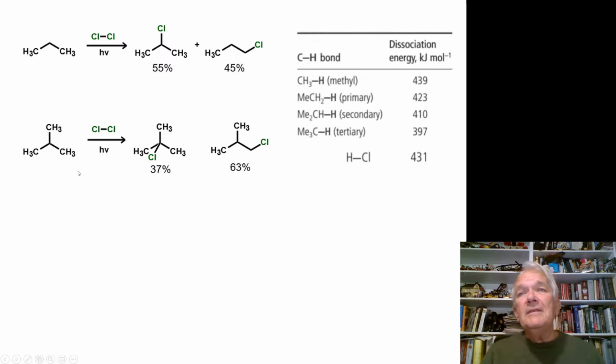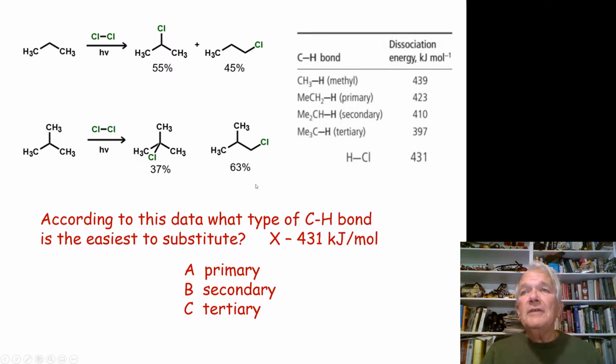Now, how do we explain this? Well, of course, we explain it with bond energies. If we look at the bond energies, a primary bond, 423 kilojoules per mole, that's how much energy it takes to break it, is considerably stronger than a tertiary with 397. If we compare that to 431, we can actually calculate energies for the overall reaction. So primary would be only minus 8 kilojoules per mole, whereas tertiary is minus 34, a much more exothermic reaction.